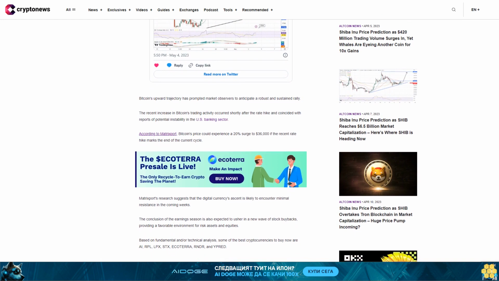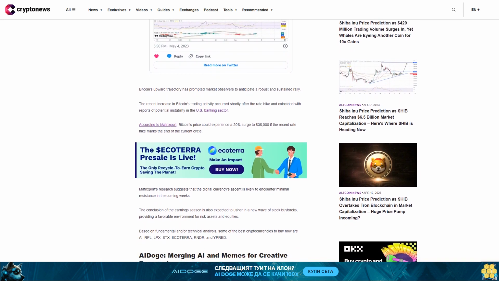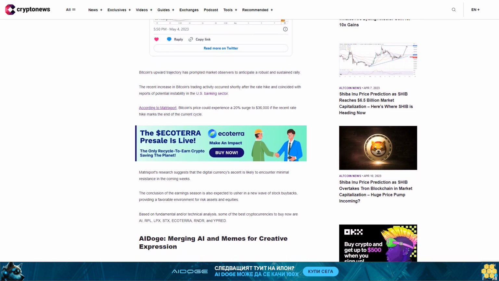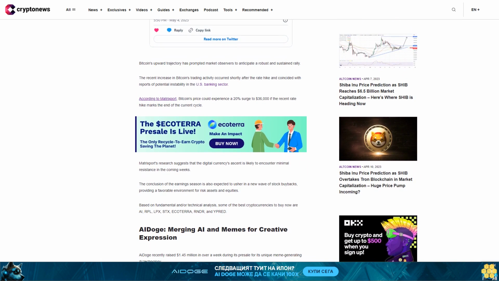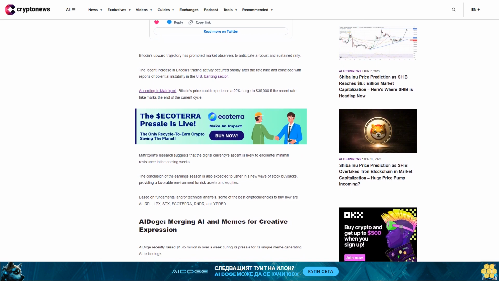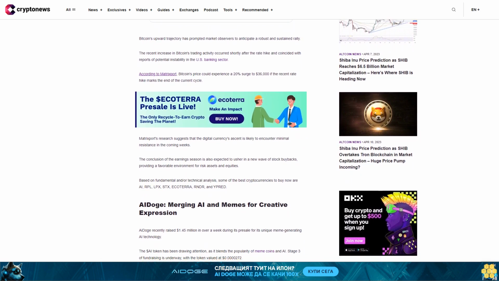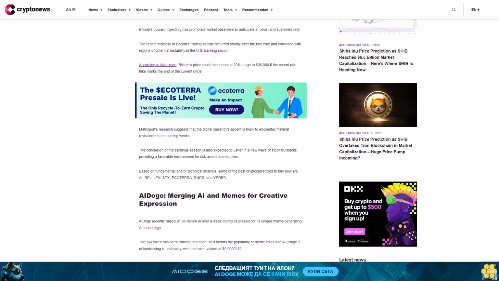AI Doge recently raised $1.45 million in over a week during its presale for its unique meme-generating AI technology. The dollar AI token has been drawing attention as it blends the popularity of meme coins and AI. Stage 3 of fundraising is underway, with the token valued at 272 cents.